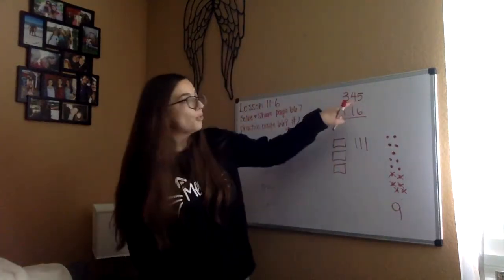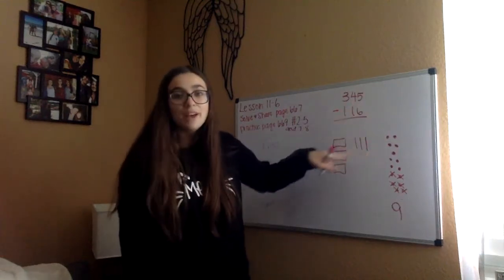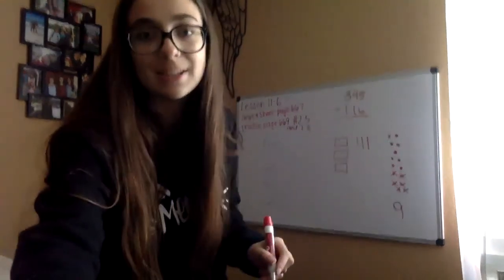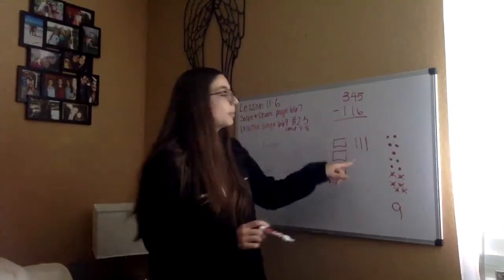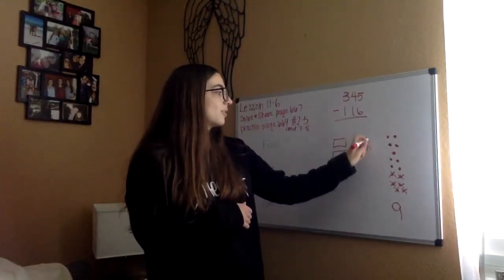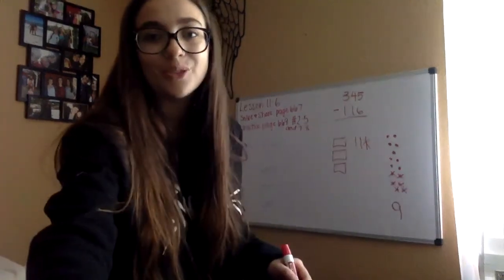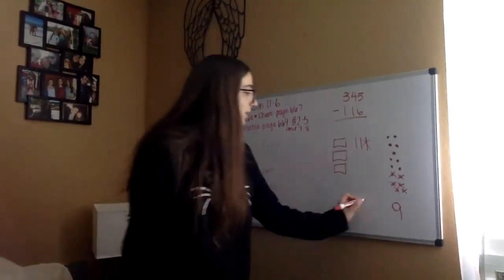Now I have to do 4 tens minus 1 ten. Well, I don't have 4 tens anymore, but I do have 3 tens, which is perfectly enough. I'm going to subtract 1 ten, so I'm only going to cross out one of my 10 sticks, and I have 2 ten sticks left over. So I have a 2 in the tens place.